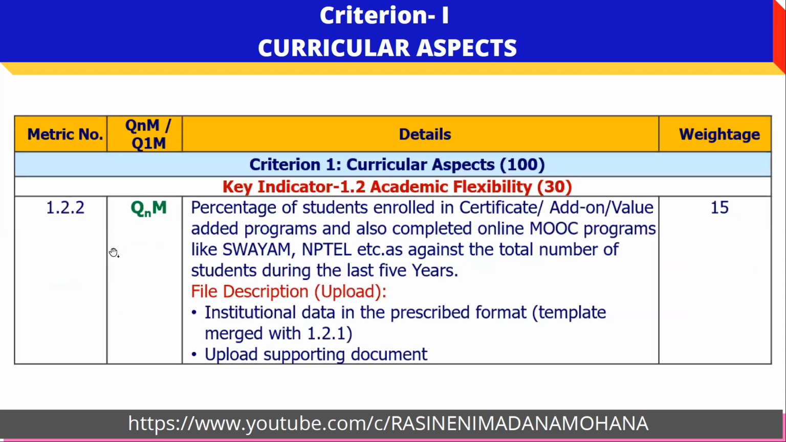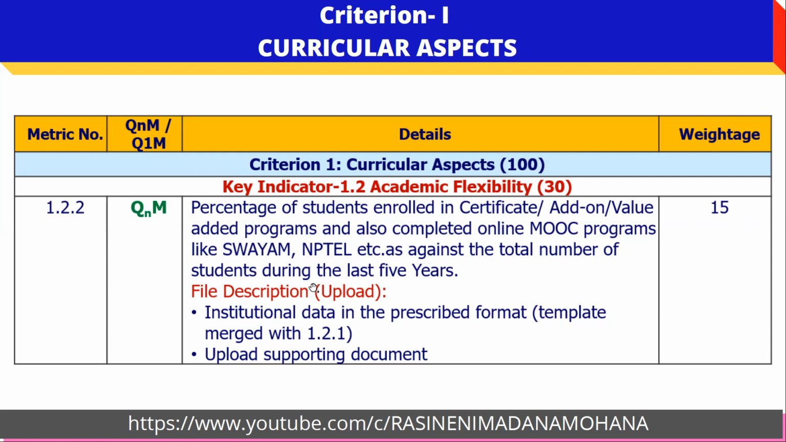Then coming to the next quantitative metric 1.2.2. So this is a continuation of the previous metric only. There the course details, here student details. Weightage is 15. So altogether the two quantitative metrics under key indicator 1.2, academic flexibility, total weightage is 30. So the metric is percentage of students enrolled in certificate or add-on or value-added programs, and also completed online MOOCs programs like NPTEL, SWAYAM, etc.